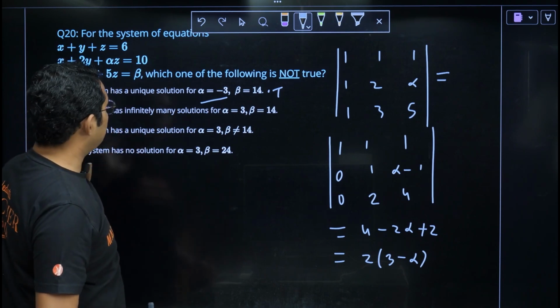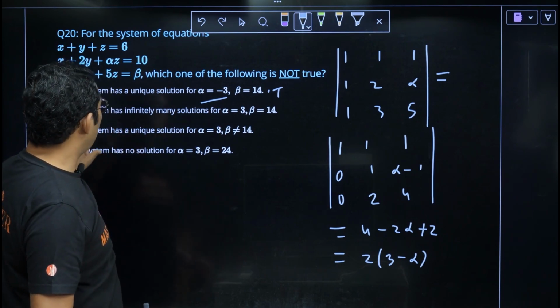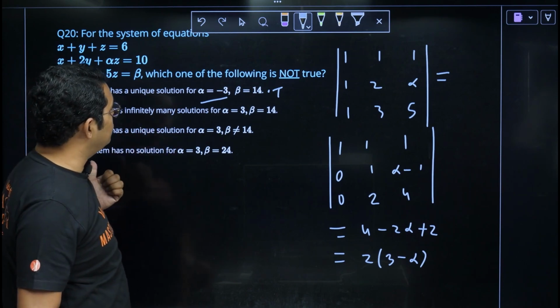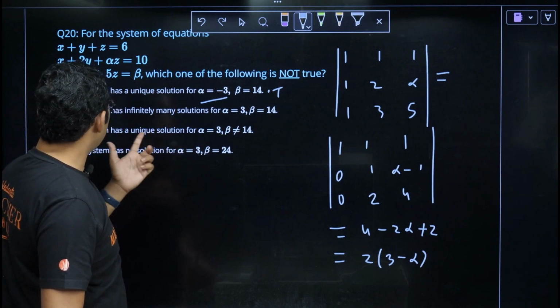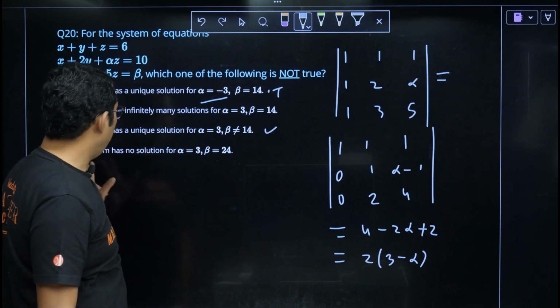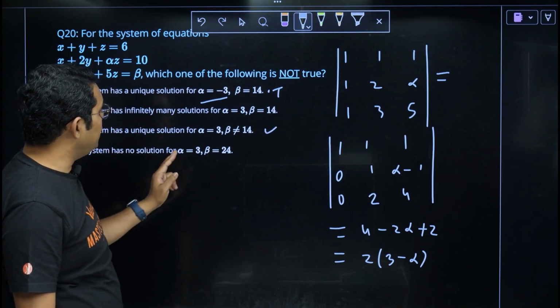The option is, they are saying the system has a unique solution for alpha equal to 3. For alpha equal to 3, it cannot have a unique solution. Okay, so I think C is not true, so it seems the right answer. Okay, and no solution for alpha equal to 3, beta equal to 24.